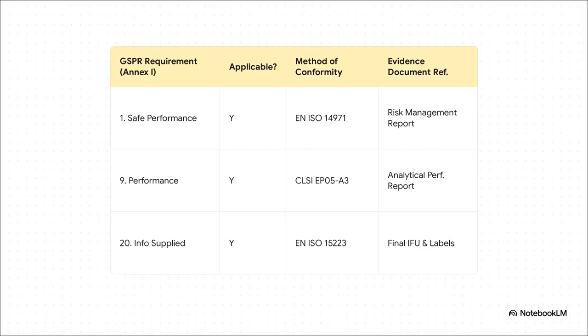So you've got this mountain of evidence. How on earth do you make it easy for someone to navigate? The answer is a GSPR checklist. Seriously, this is the gold standard. For every single requirement in Annex I, you create a line item. You say yes or no it applies, you describe your method for meeting it, and then, this is key, you provide the exact document name and page number where they can find the proof. You're basically creating a perfect, clickable roadmap for your reviewer. You make their job easy, and they'll thank you for it.